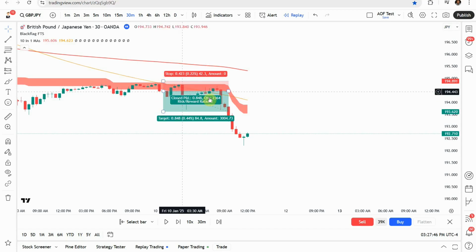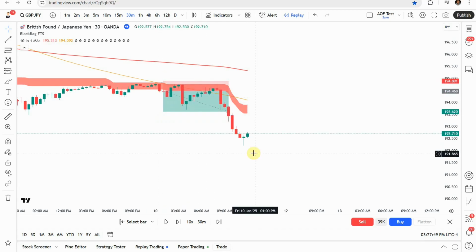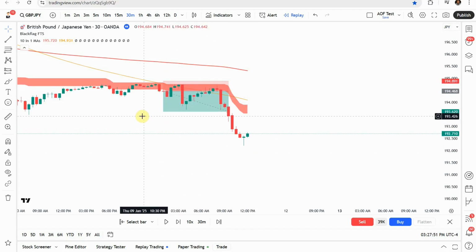And you can see that we kind of bounce around there for a moment, then we make this nice push to the downside, getting us to our take profit.